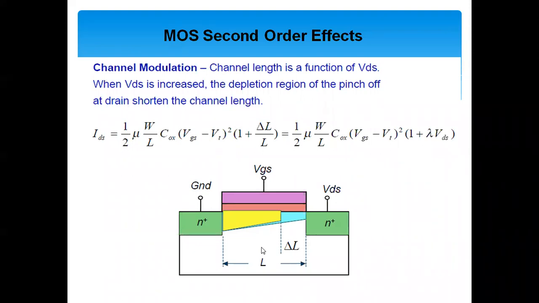When VDS is increased, the depletion region of the pinch off at the drain shortens the channel length. Means what? If you keep on increasing VDS, a point will come where the pinch off will happen and there is no further increase in the drain current. That means the depletion region of the pinch off at the drain shortens the channel length, and this is called the channel length modulation effect.